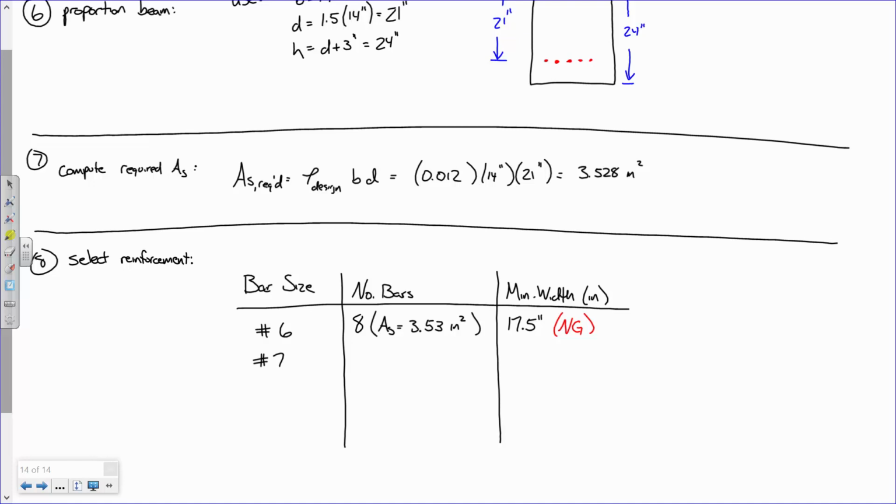How many number 7s would satisfy this requirement? 6. So 6 number 7s. And you selected 6 number 7s because it has an area of steel of 3.61 inches squared. Is that a viable option?